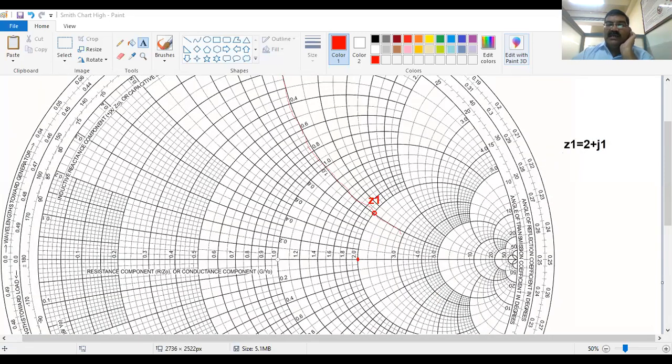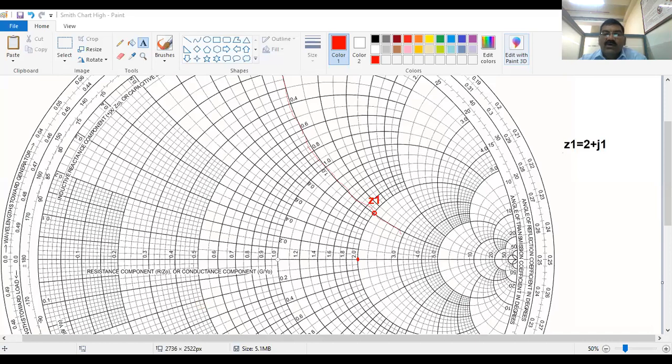So I'll go for the next impedance, that is nothing but Z2. Z2 is 75 minus j100 ohm. So what will be my small Z2? Small Z2 will be 75 divided by 50, so it is 1.5 minus j2, that is 100 by 50. I'll plot my Z2.